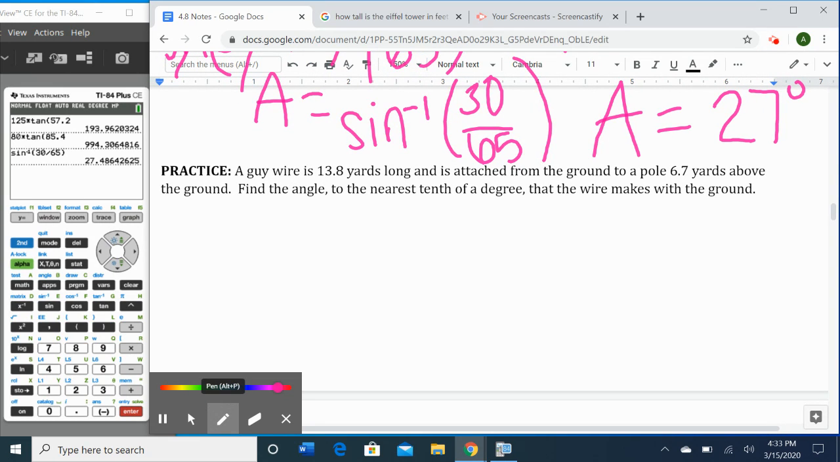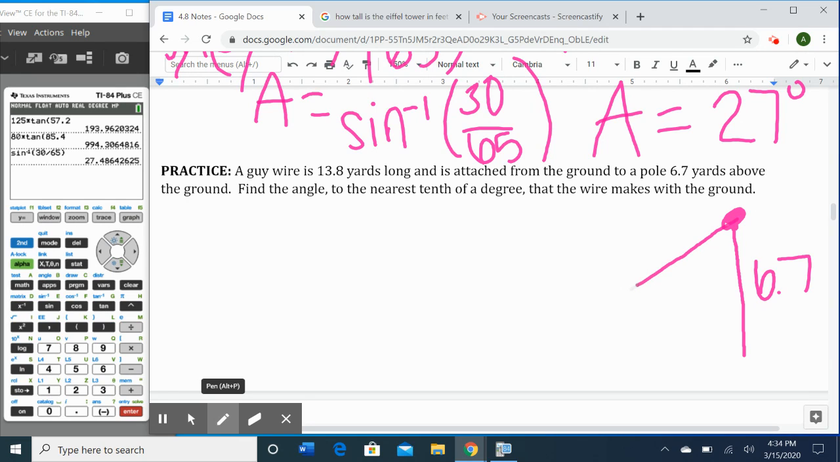So a guy wire is 13.8 yards long and is attached from the ground to a pole 6.7 yards above the ground. So here's my pole. If it's attached to the pole, then that pole is 6.7 yards, and then the wire is 13.8 yards long, and it is attached from the ground. So that means this here is 13.8 yards. And so this makes a right angle. They say find the angle to the nearest tenth of a degree that the wire makes with the ground.